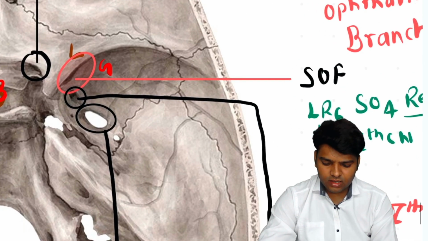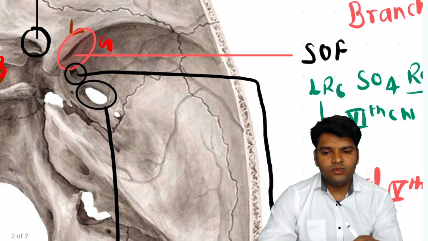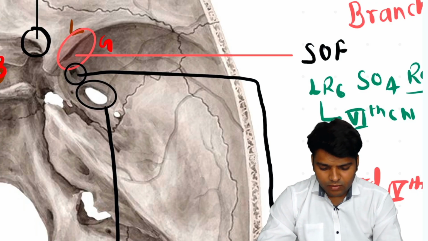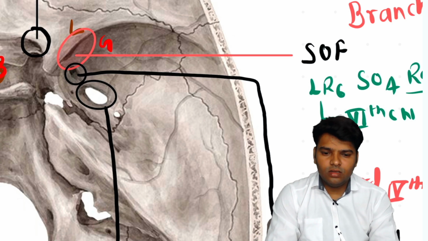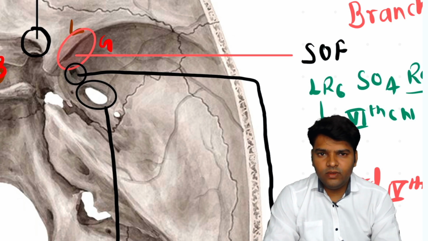After the superior orbital fissure, we have seen one more foramen, which is called the foramen rotundum, and the structure passing through the foramen rotundum is called V2.